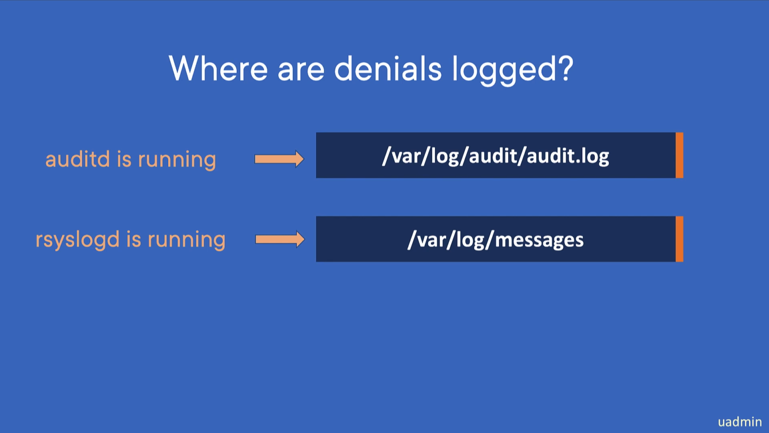Of course, we've already checked the audit log to search for denials. Where the denials are stored depends on your system services. If the audit daemon is enabled and running, then they're stored in the /var/log/audit/audit.log file. And if auditd is not running and rsyslogd is on, then they will be stored in /var/log/messages. And when both services are running, the logging will also go to both of the above files.